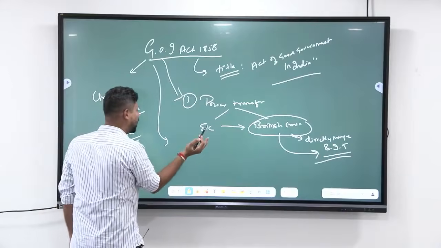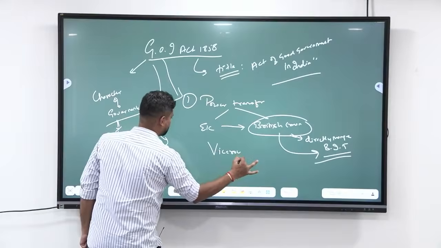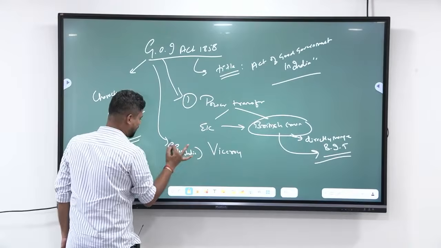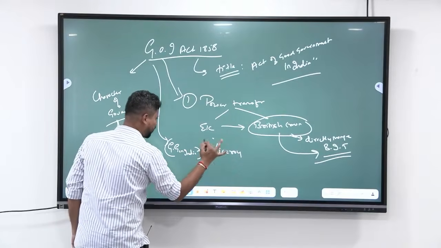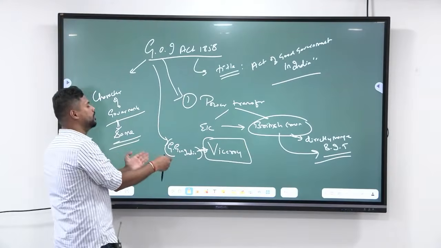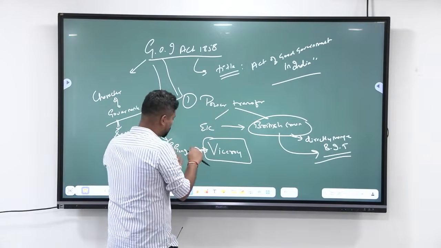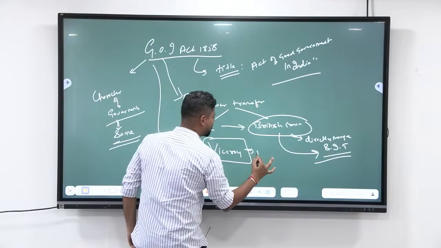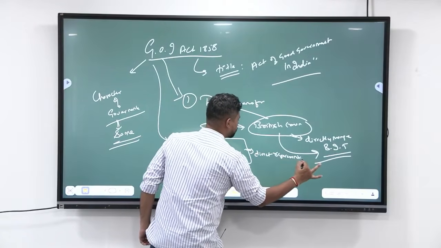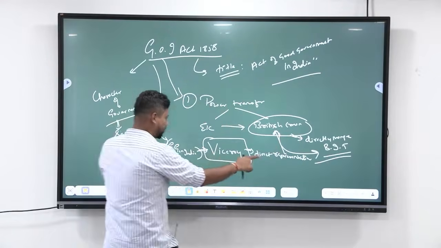The second point is, how does it directly manage? It will directly manage through a person called Viceroy. Okay, now see, the title of Governor General of India is removed and the title of Viceroy is given. So Lord Canning, who is the last Governor General of India, will become the first Viceroy of India. So the Governor General of India is now changed to Viceroy, and this Viceroy is the direct representation of the British Crown.